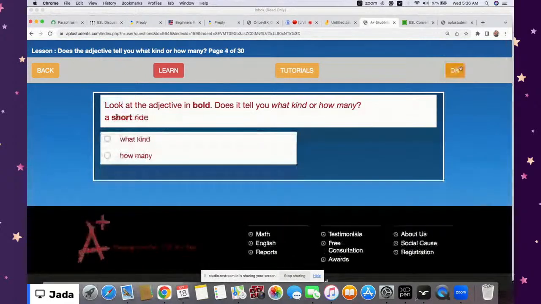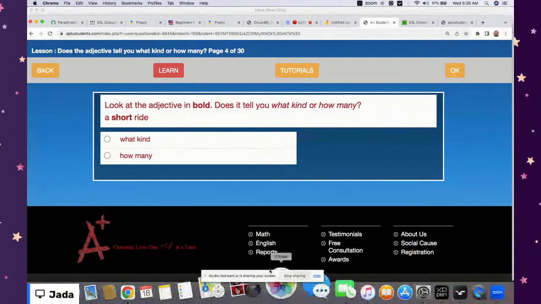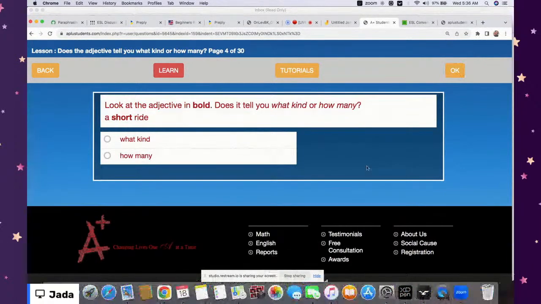Then we have a short ride. A short ride. Okay, so are you going to ask how many rides or what kind of ride? It's going to be a short ride, right? Because we cannot say, oh, I see four rides. No, what kind of ride do you have? So it's going to be a short ride, okay? Because we cannot say how many rides do we have. One. Yeah, a short ride.